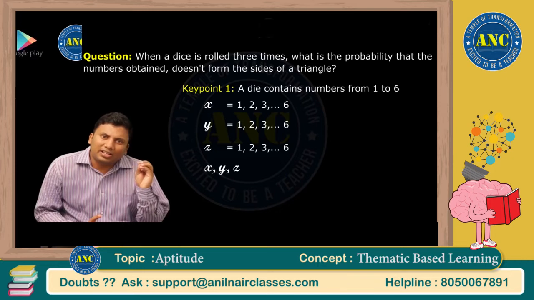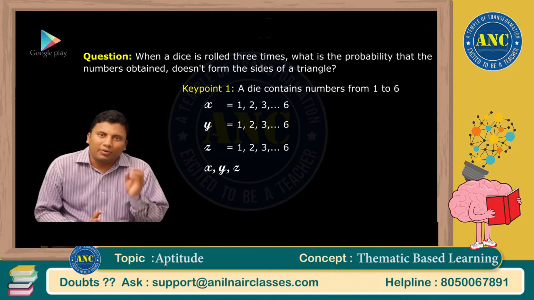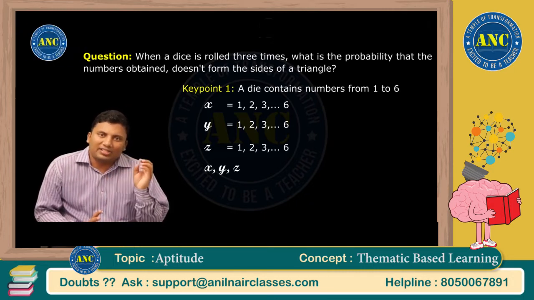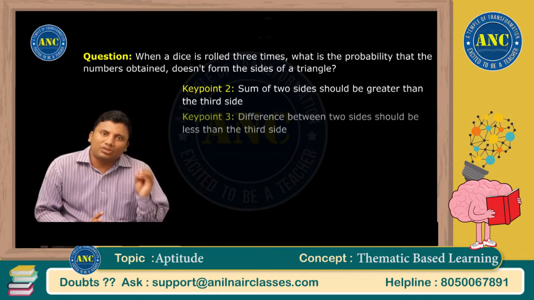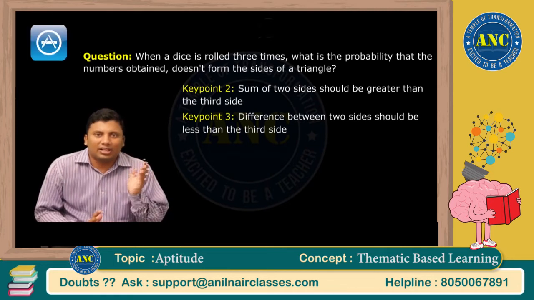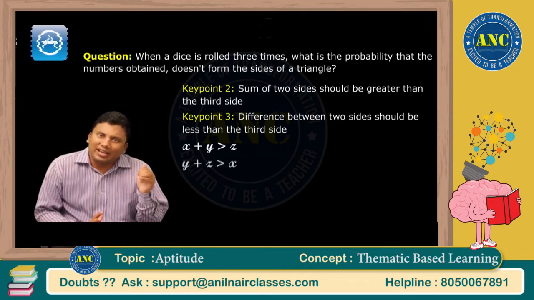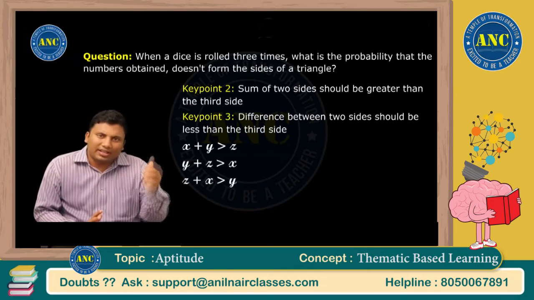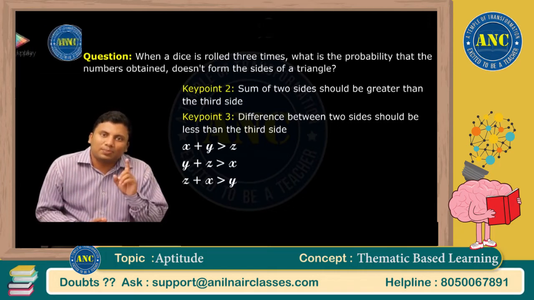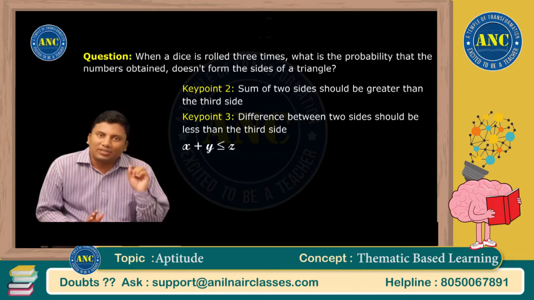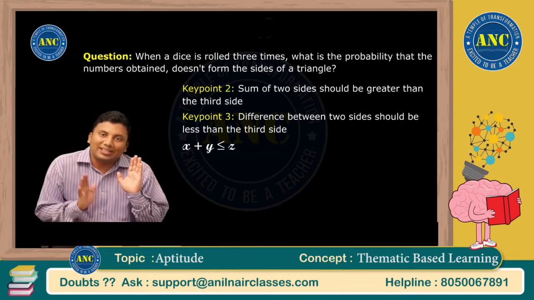What is the probability that the numbers obtained after rolling do not form the sides of a triangle? Now, for 3 sides to form a triangle, there is a condition. The sum of 2 sides should be greater than the third side, and the difference between 2 sides should be less than the third side. So the condition is x plus y greater than z, y plus z greater than x, z plus x greater than y. But since the question asks for not forming a triangle, the condition will be x plus y less than or equal to z, because for it to form a triangle, the sum of 2 sides should be greater than the third side. So, x plus y less than or equal to z.